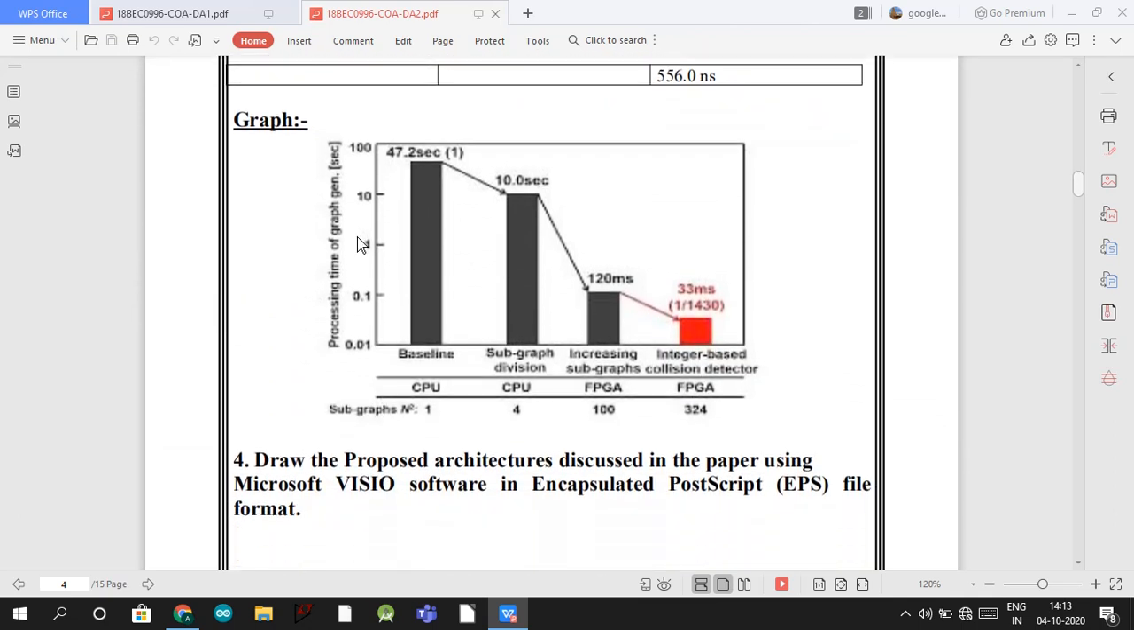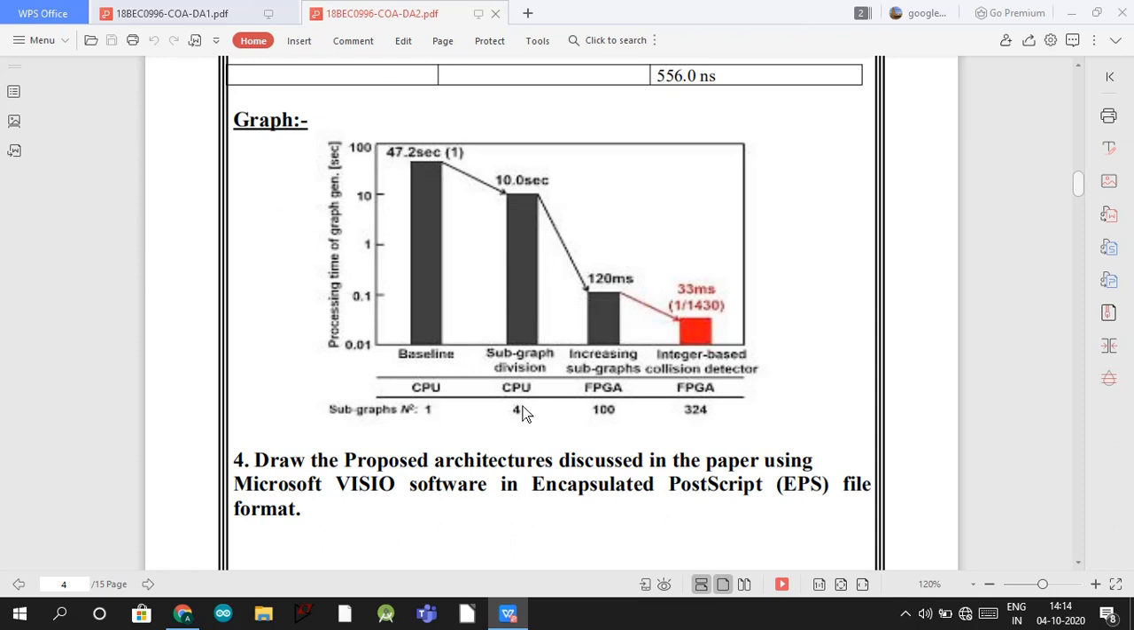Here you can see the CPU 1, CPU 4, FPGA 100 and FPGA 3 to 4. The x-axis has subgraphics, and the y-axis has the processing time for the graph. Processing time for the CPU 1 takes 47.2 seconds.